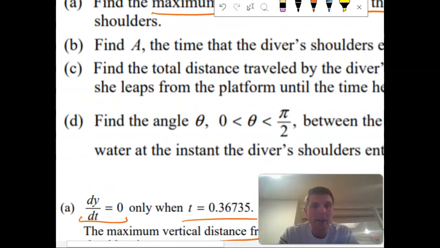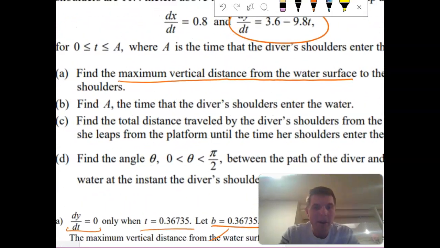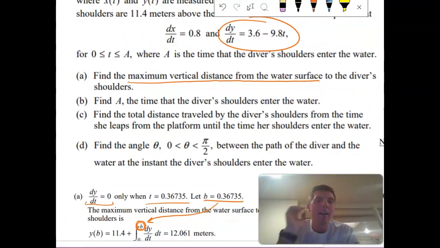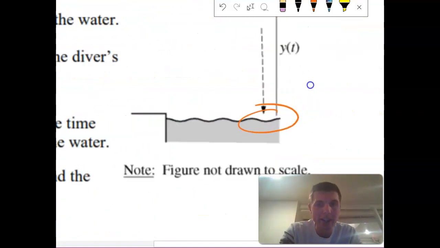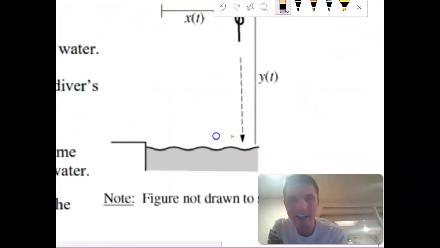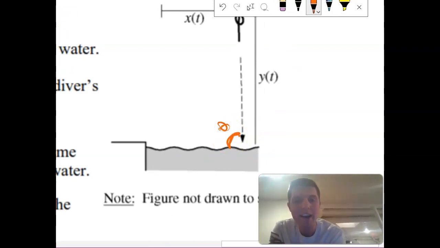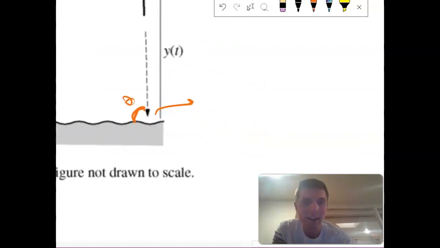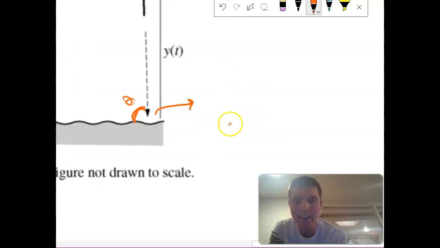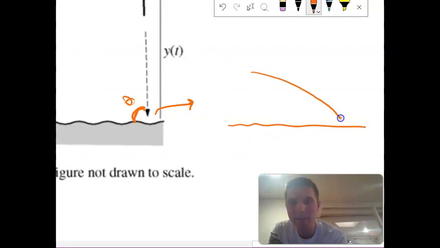D is the hardest part, and this is one of the hardest parametric problems I've ever seen. It says find the angle between the path of the diver and the water at the instant that the shoulders enter the water. So here's what they're saying. They're saying right here, there is an angle. Let's call it theta. Find that angle. I'm going to redraw this in a different way that maybe is more clear. Let's imagine they're diving in at a little bit steeper angle, so that we can illustrate this more clearly. What we're looking for is this angle.